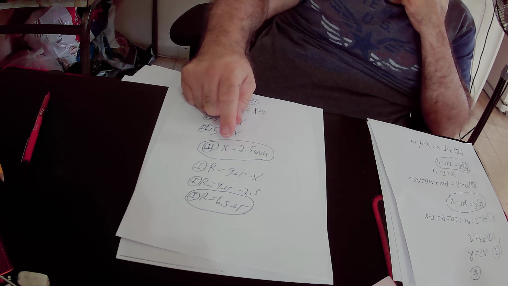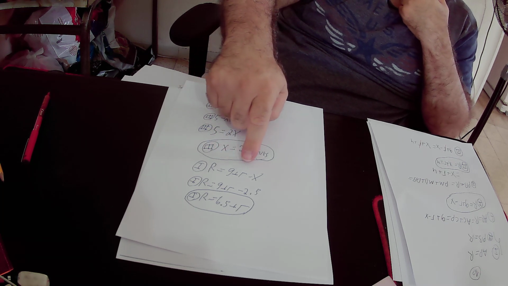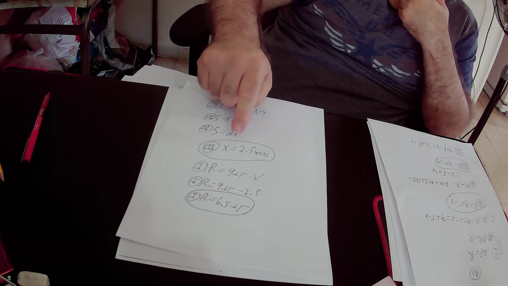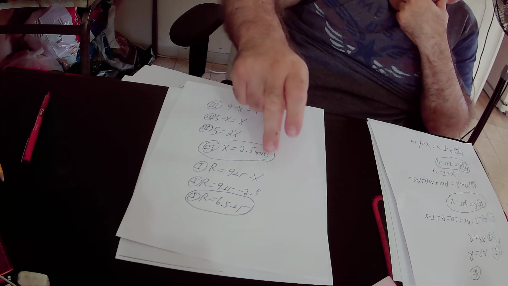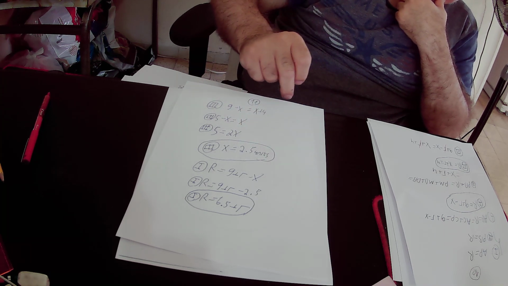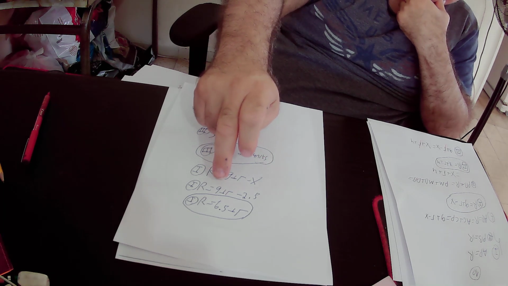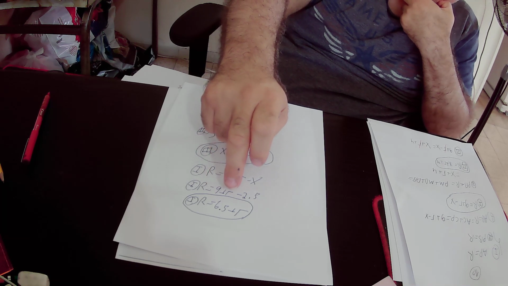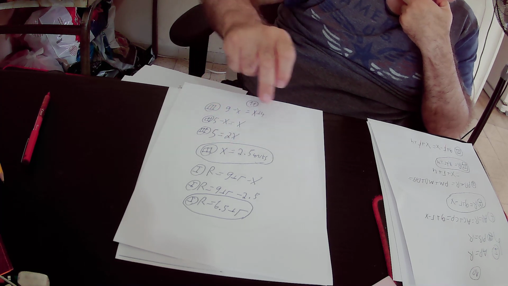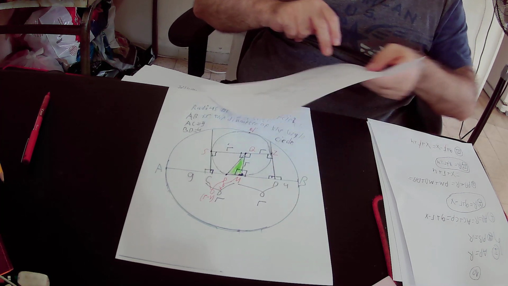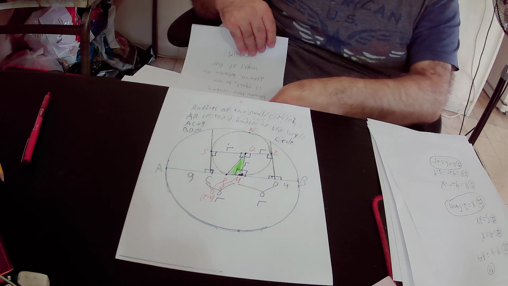Okay, but equation number 1 states that the radius of the big circle equals 9 plus small r minus x, and we have already found out that x equals 2.5 units. So we substituted x by 2.5 units, and we found out that the radius of the big circle equals 6.5 plus small r. Then we presented rule number 5, and we implemented rule number 5 in our two circles.